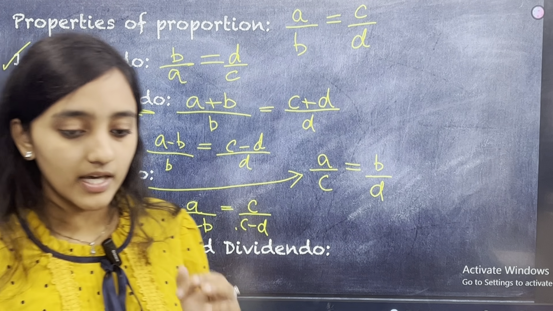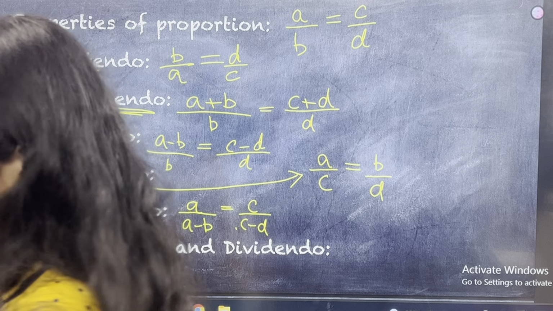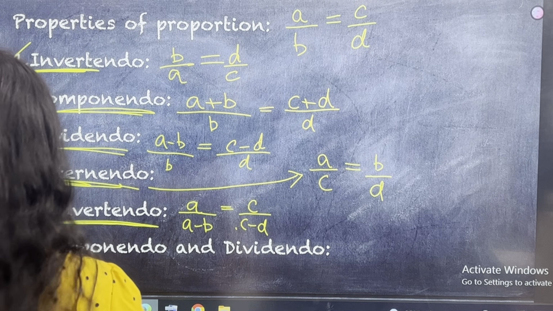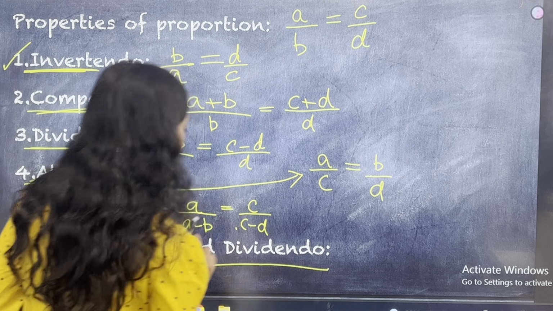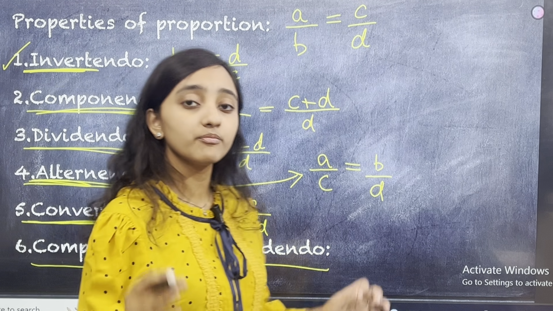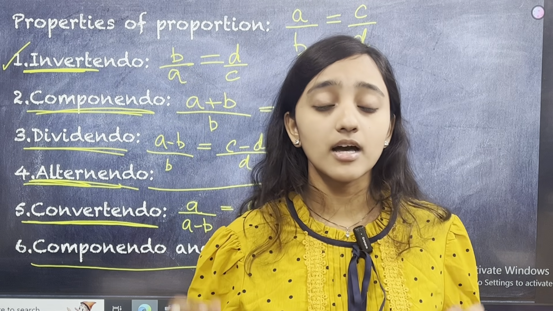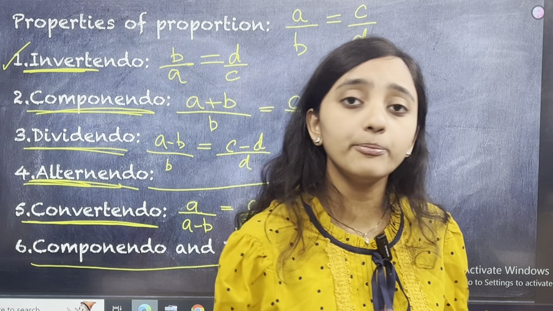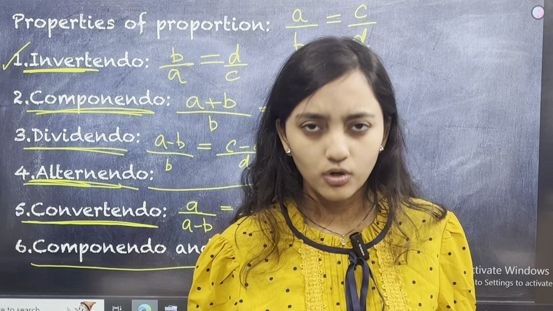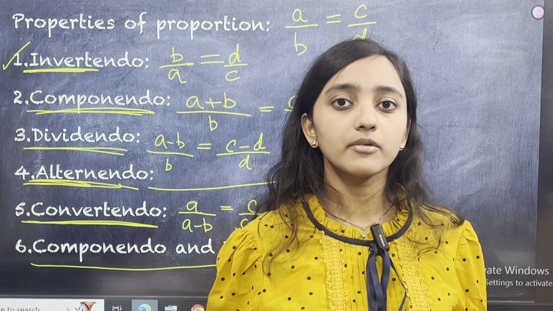Both in A by A minus B is equal to C by C minus D. Next, this is the most important one which you need to remember. Componendo and dividendo. Let me vouch for it that in most questions which will come in your exam, you will be expected to use componendo and dividendo. So please remember this particular formula very well.